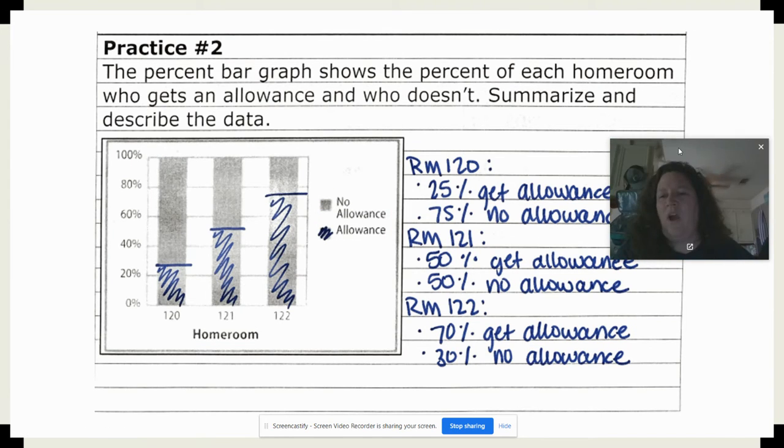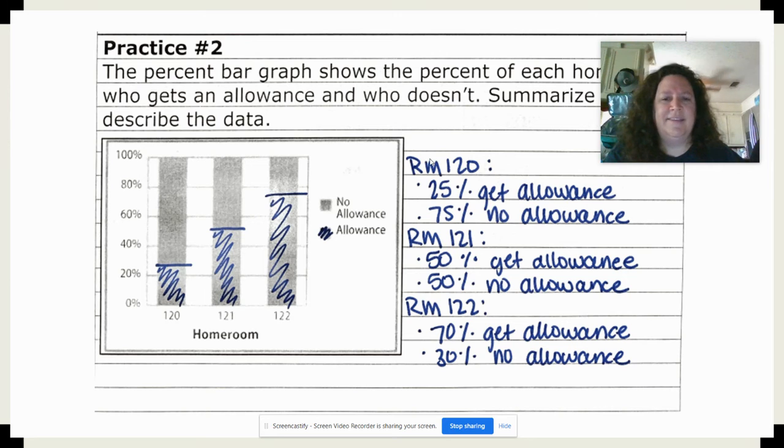So we've got our analysis here. Room 120 has about 25% get allowance, 75% do not get allowance. Room 121, 50% get allowance, 50% don't. And room 122, 70% get allowance and 30% don't get allowance. So the kind of question they might ask is, or this would be one of those really wordy answer choices.